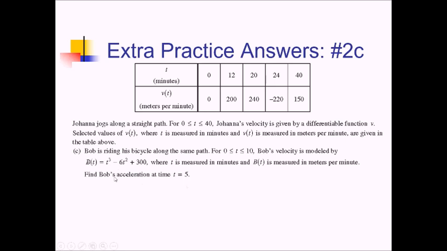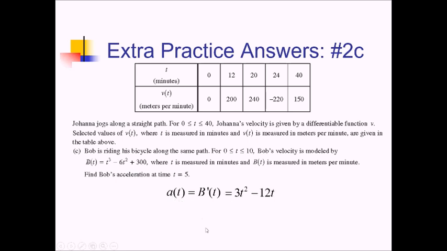All right, well, acceleration in general is the derivative of velocity. So we can say a of t, I'm just naming my acceleration function, is going to be equal to b prime of t. Let me actually find what b prime of t looks like, because it's a no calculator question, so I need to know this to plug 5 into it. Using my power rule, this is going to be 3t squared minus 12t.